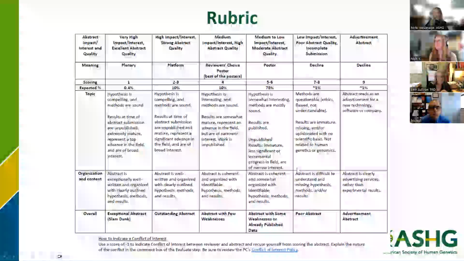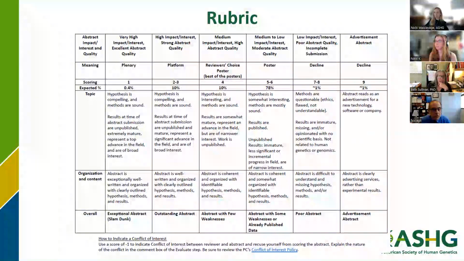And then we also get comments about what happens if an abstract reads like it's commercialized or it's an advertisement. We have a category for that as well. So we're trying to make it pretty easy to stratify these abstracts into different categories so that when we go to program in July, Colleen and I are hoping that it'll be a little bit easier for us to do this.